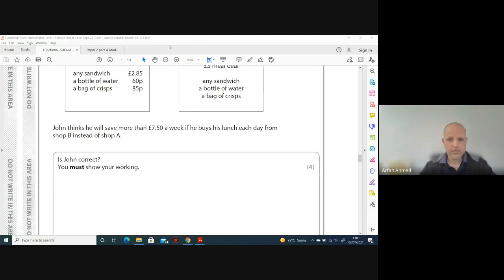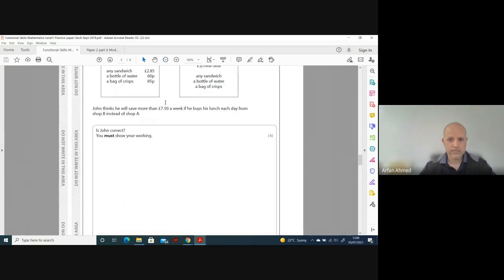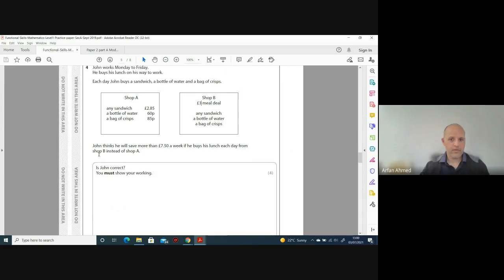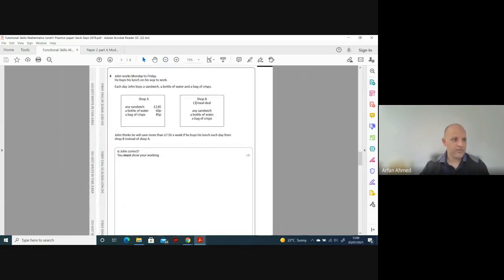Let me zoom out a little bit because I need more space. That's better. Right, okay. In fact, let me zoom out a little bit more. That's fine. Hope you guys can still see that. Let's use this pen thing. Right, let's do shop A on this side, so split this in half. Let's do shop B on this side. Let's do shop A first.